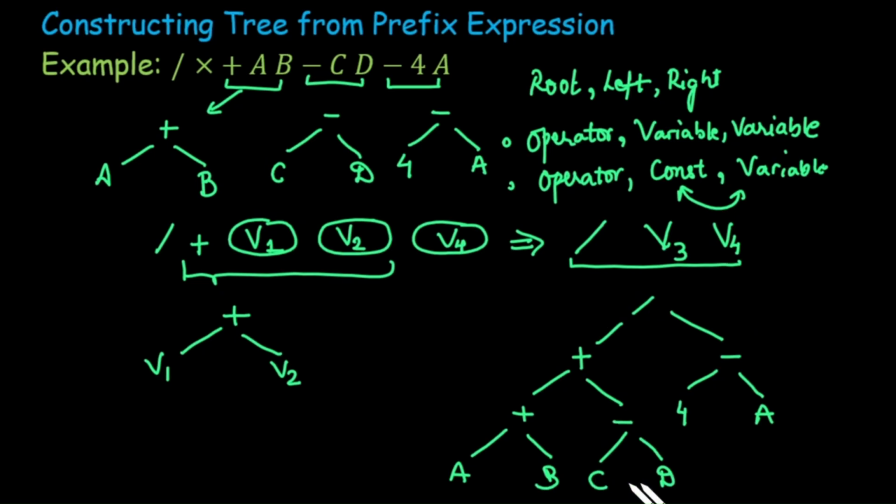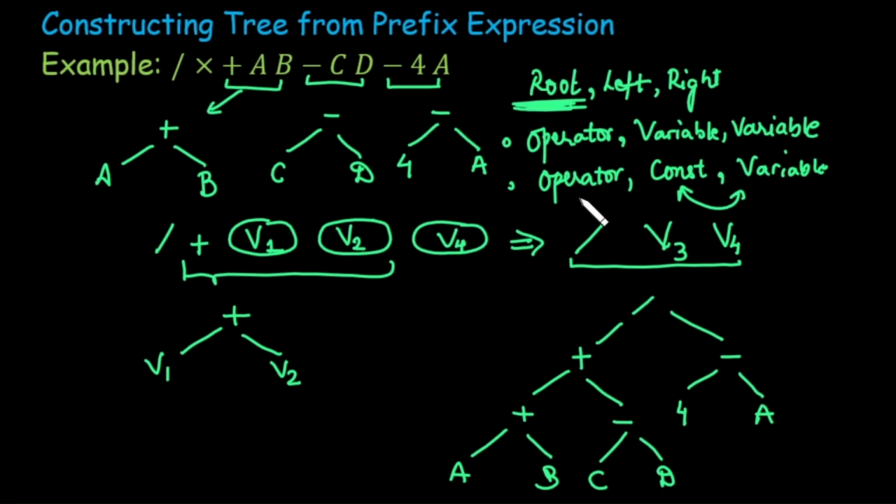So this is the final ordered rooted tree for this prefix expression. For prefix, remember it is pre-order, that is root, left, right. And root is always an operator. Left and right, we can treat them as the leaves, and that is always either a variable or a constant, but can never be an operator.